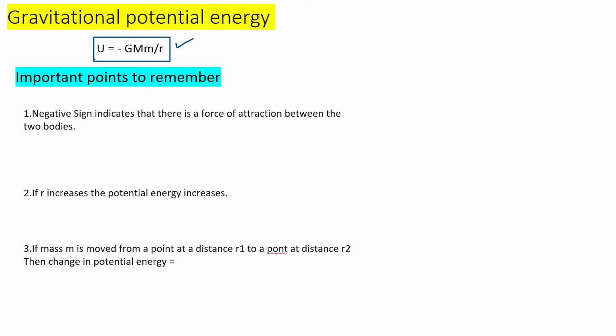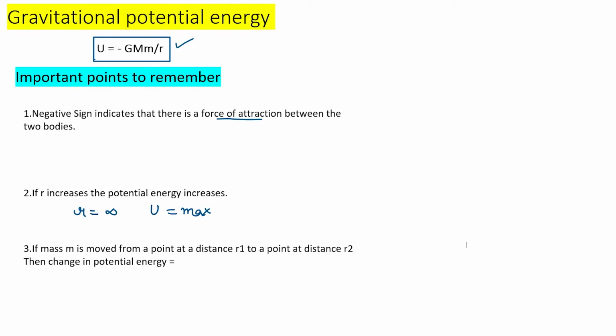Number one, the negative sign indicates that the force between the two bodies is attractive in nature. Number two, if distance r increases, then the potential energy also increases. Now what do we mean by this? It means that as we are moving away from Earth, the potential energy is increasing. Also, when will you have the maximum value of potential energy? When r is equal to infinity. So your potential energy will be maximum.